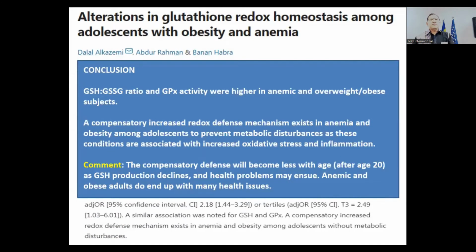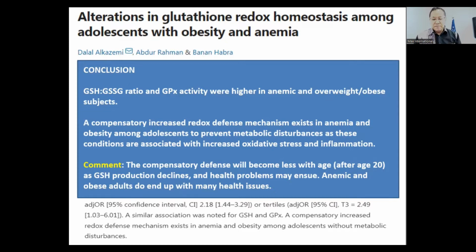So what was the conclusion of this study? The ratio of the active versus the inactive glutathione and the glutathione peroxidase activity were higher in anemic and overweight and obese subjects. So what they realized is that a compensatory increase in the redox defense mechanisms exists in anemia and obesity among adolescents to prevent metabolic disturbances, as these conditions are associated with increased oxidative stress and inflammation.